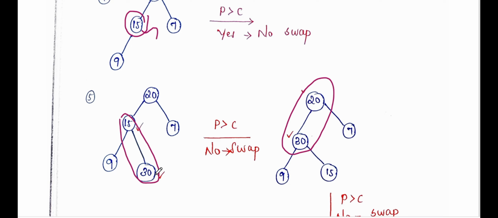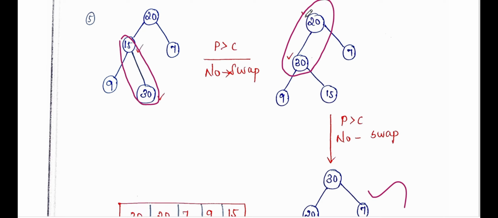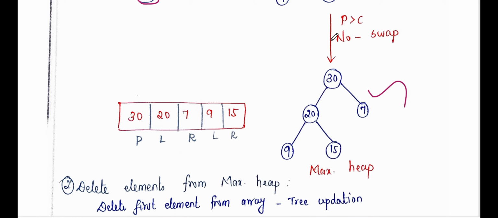Clear this? We insert 30 here, but check whether the parent node is greater than the child node. No, then swap these two elements. Then after swapping, check one more time. So here also it does not follow the property of the max heap, right? So then swap these two elements. So finally we make this max heap tree.